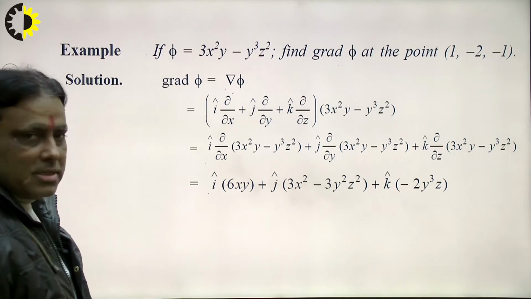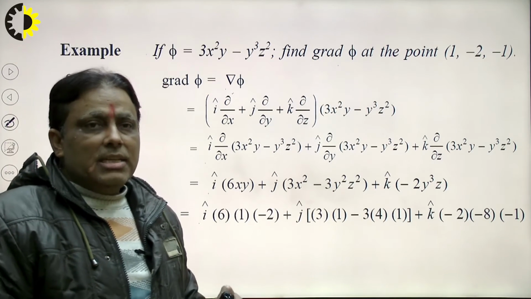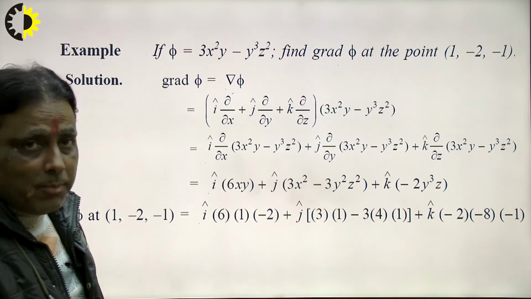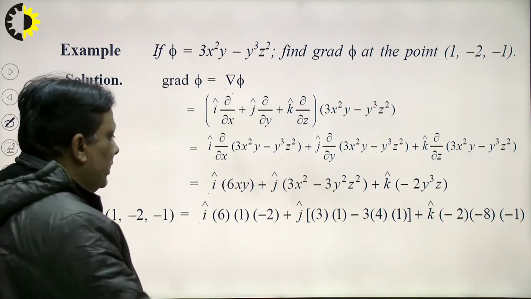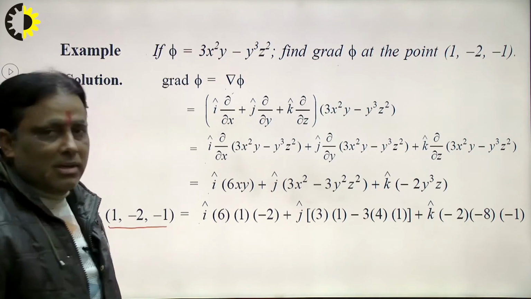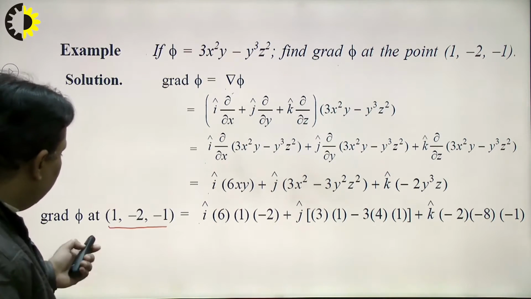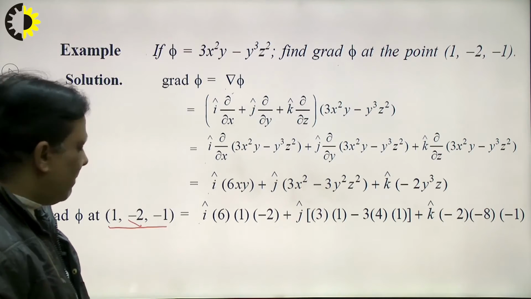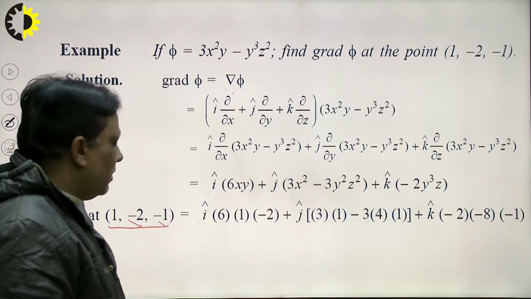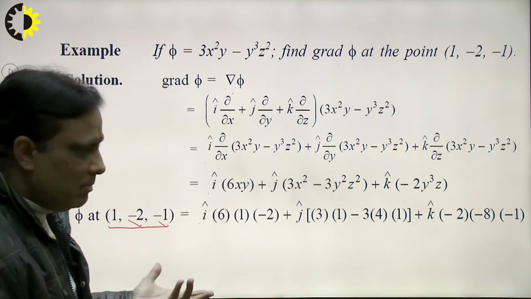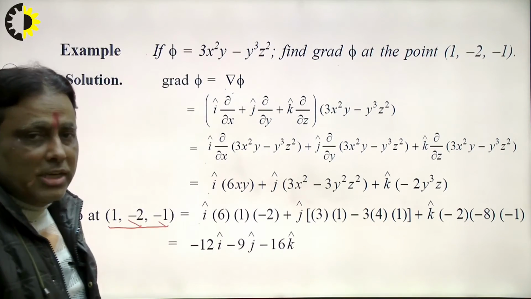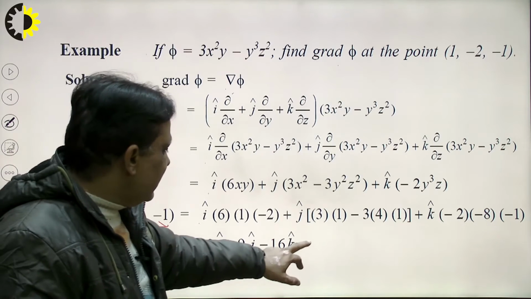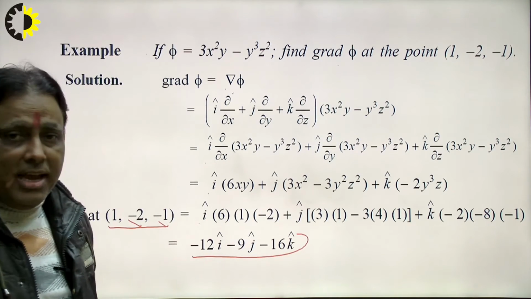Students, study very carefully. When we take grad phi, we solve it with the help of partial derivatives. And grad phi will be equal to, putting (1, -2, -1), in the place of x I put 1, in the place of y I put minus 2, in the place of z I put minus 1, and this will be the result. So what will be the conclusion here? The result will be this, and this is a vector quantity.